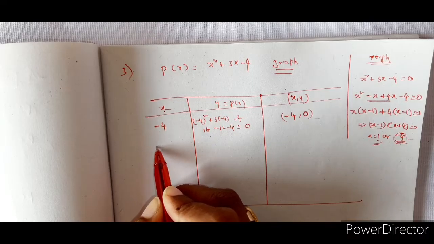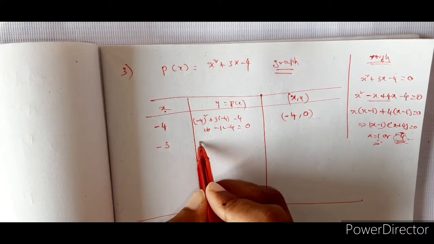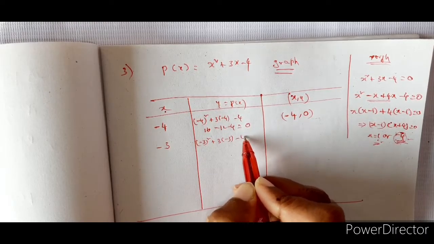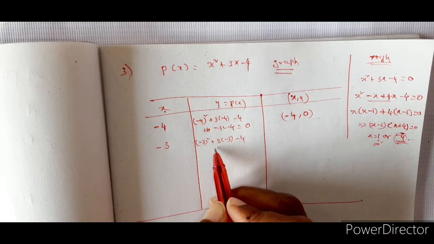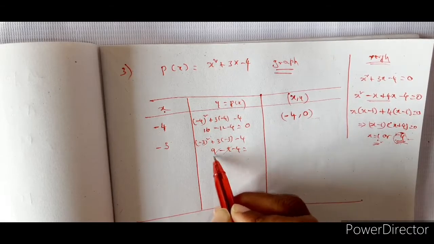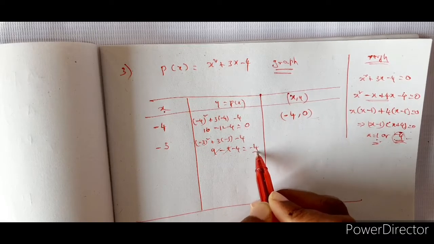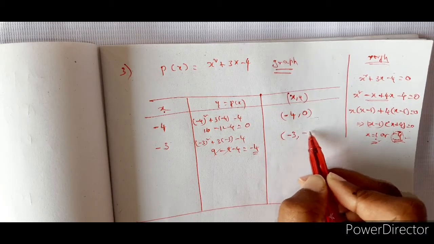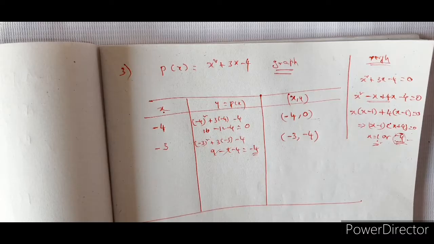Now next one, when x is minus 3, minus 3 whole square plus 3 of minus 3 minus 4, right? So that is 9 minus 9 minus 4. 9 minus 9 will get cancelled. So minus 4 is the answer. So what is the x coordinate? Minus 3. Y coordinate, I got it to be minus 4.